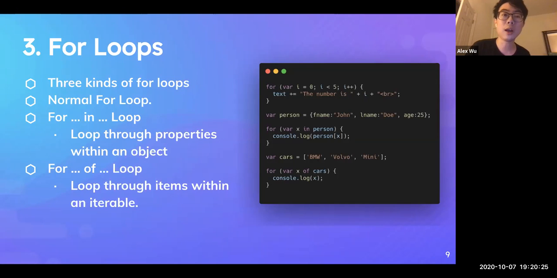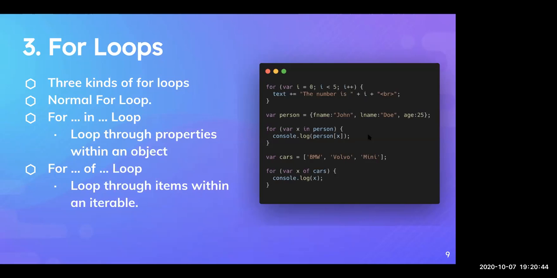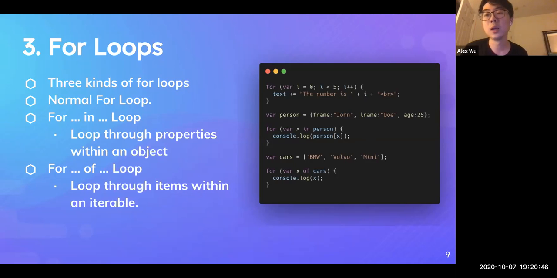There's also a for in loop. So what's a for in loop? A for in loop is a syntax for looping through properties within an object. We'll cover objects in a little while, but essentially an object functions like a map or a dictionary in Python, though there are some subtle differences. We'll cover this later. But as you can see here, this person is an object. It has its first name, last name, and age. To loop through this object, we can use the for in loop.